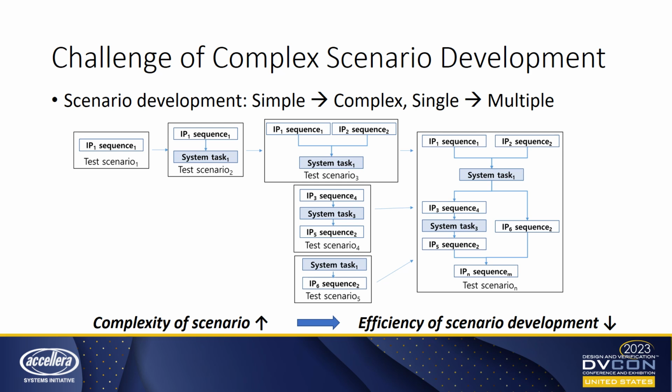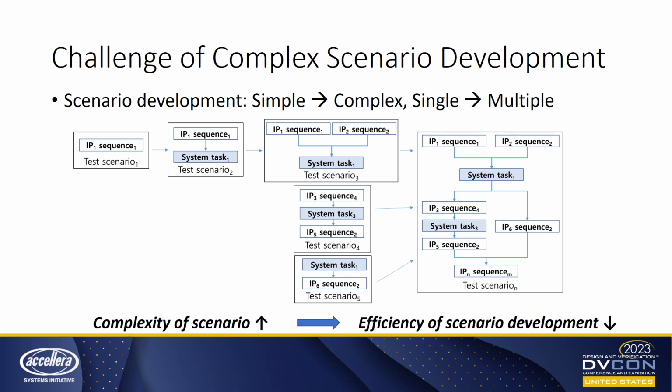Usually, an SoC verification engineer begins verification using the unit test and then adds IP, sequence, or system tasks. The test scenario is extended from simple scenario to complex scenario, and attending IP sequences or system tasks are increased. Finally, a complex scenario can be created as shown on the right of the figure. This scenario contains all other scenarios on the left.